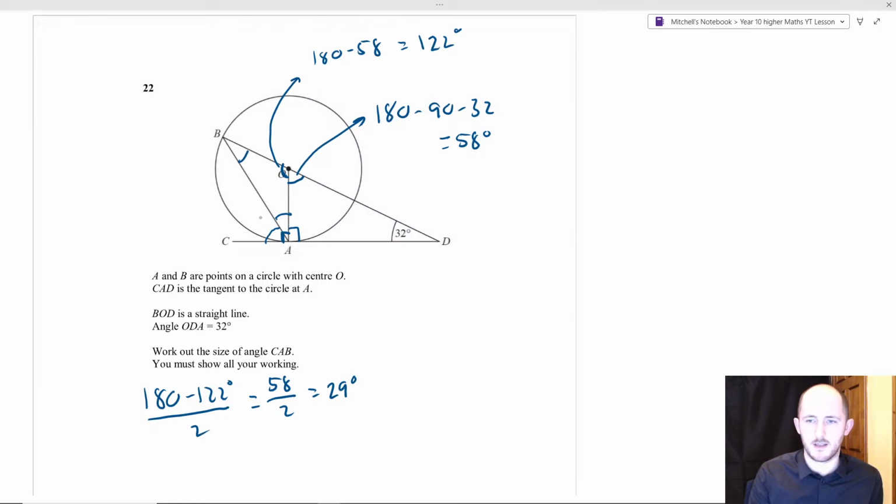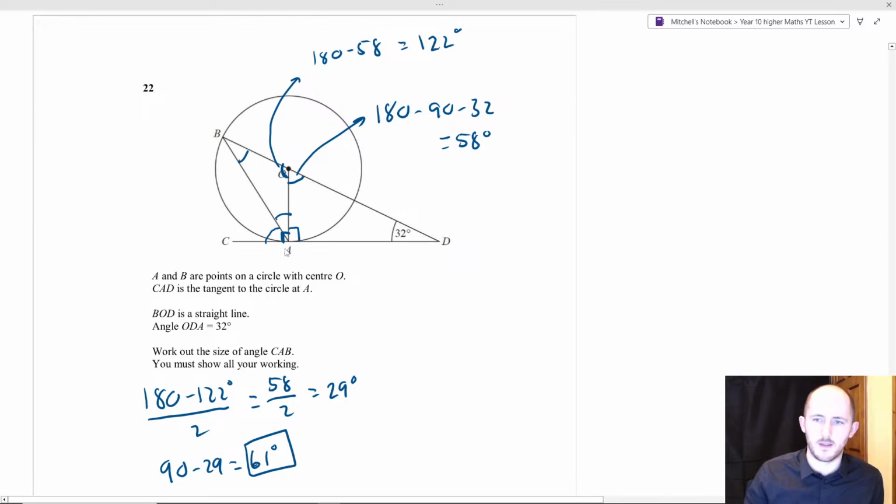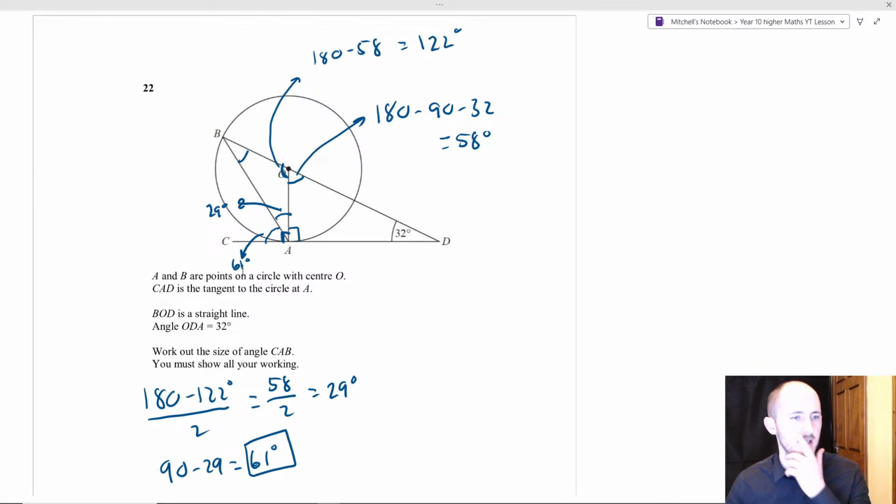Yes. So 90 minus 29 gives me the angle CAB, which is 61 degrees. Right. So again, I worked out that angle. Then I worked out this angle, which was 29. 90 minus that angle gave me this, which is 61, which is what they're asking for. Any questions about that?